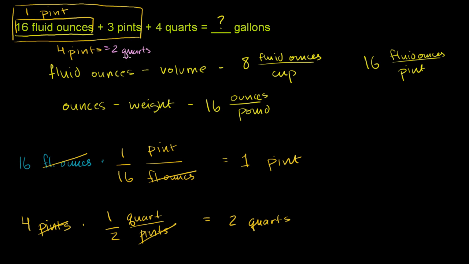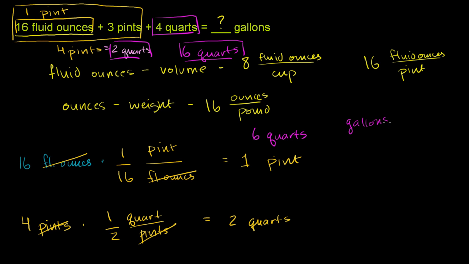And you could visualize it. Two of these combined make 1 quart, so if you have 4 of them, it's going to be 2 quarts. So you have 2 quarts here plus another 4 quarts. So the entire quantity is 6 quarts. And we have to convert that to gallons. So we have 6 quarts, and we want to convert it to gallons. So we want gallons in the numerator, and we want quarts in the denominator, so that it cancels out with this quarts when we multiply them.